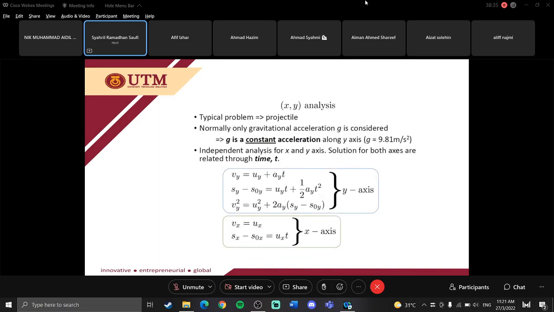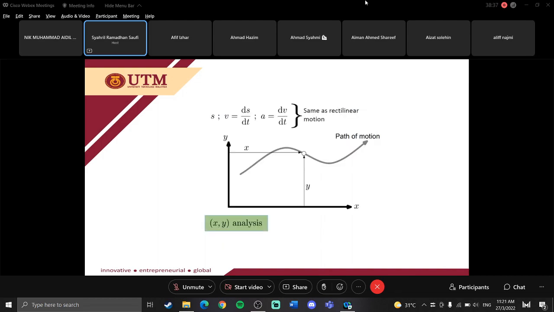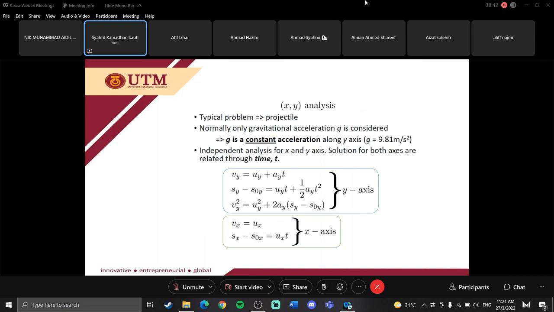Okay, so we go first to XY analysis. For XY analysis, the typical problem is a projectile. Sometimes when we throw a ball from reference point A to point B, we call this a projectile. As I mentioned previously, in XY analysis we will have an equation along the X axis and an equation along the Y axis.